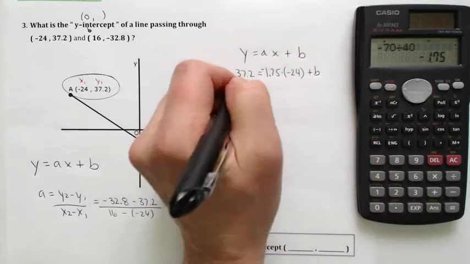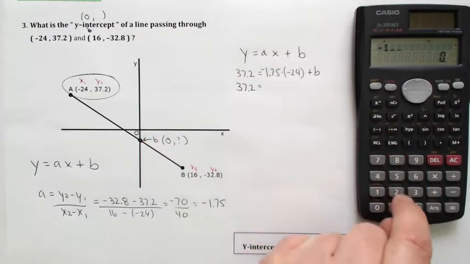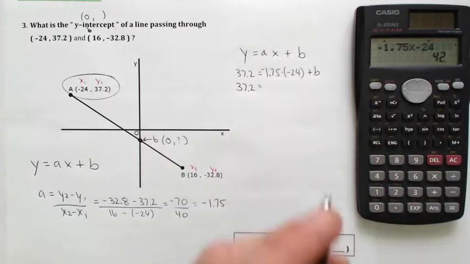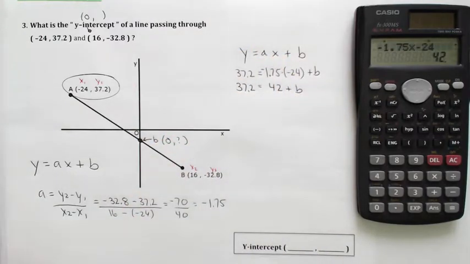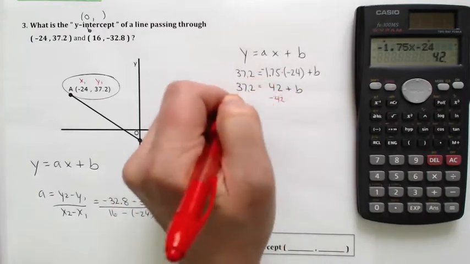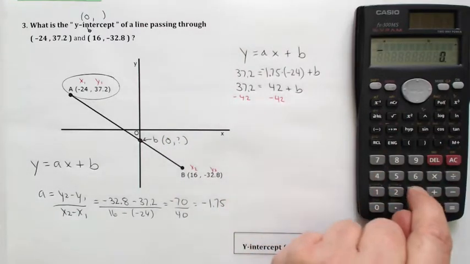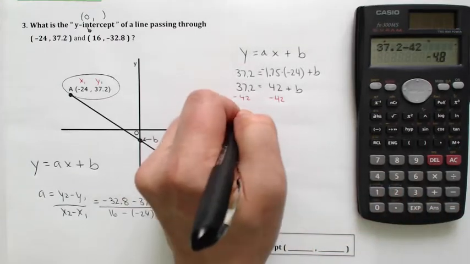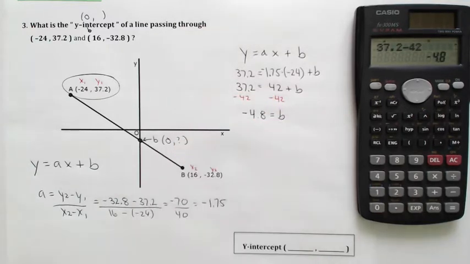So I'm going to multiply those two together and simplify. 37.2 is equal to negative 1.75 times negative 24 is equal to a positive 42. So I'm now left with this. I know that I want to isolate that b to solve for b, so I'm going to subtract that 42 from both sides, which means I've got to go 37.2 minus 42, leaving me with negative 4.8 is equal to the b.